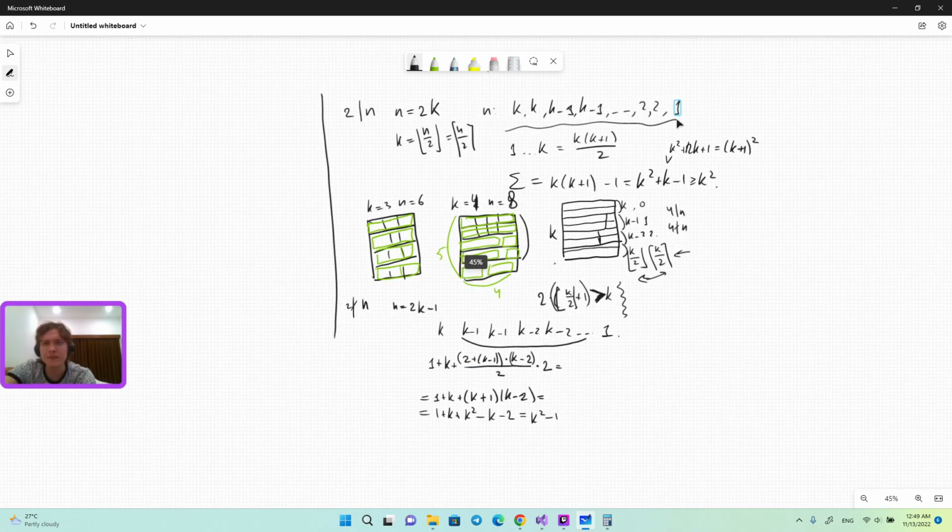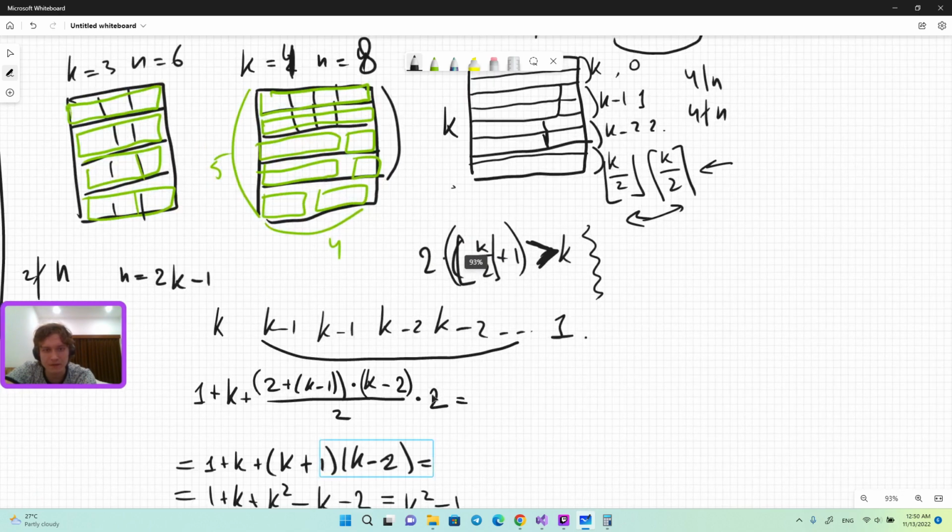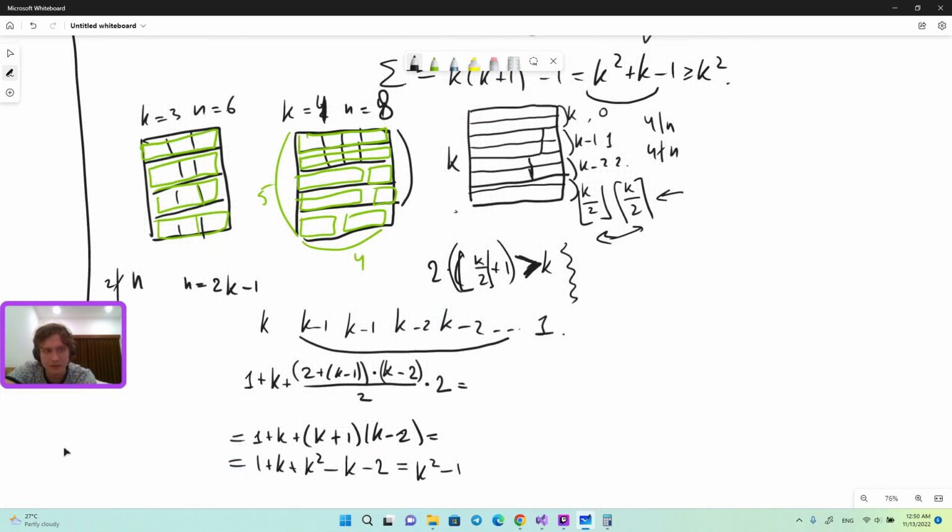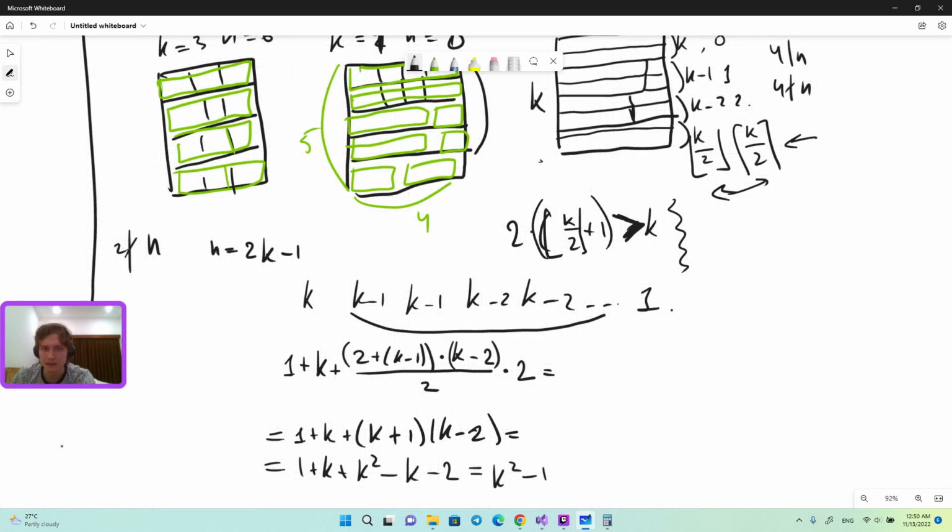Actually, I was wrong here because I have two ones here. So this is actually k squared plus k, not minus 1. I don't need a minus 1 here. And here I also have plus 1. So this is actually plus 1 here, so it's k squared. So again, the question is if I can make a square with side k. And the answer is I can.